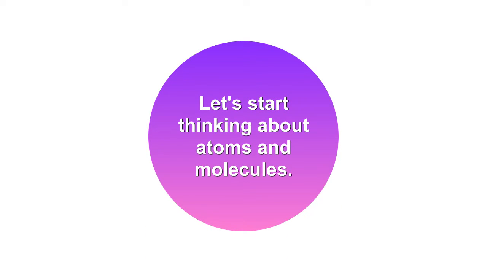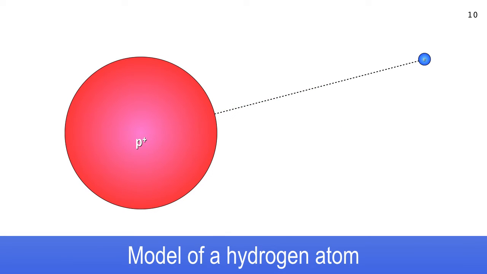All right, as I said, let's get back to physics, and we're going to start thinking about molecules and atoms today, especially in terms of the electric field, and we're going to justify why the electric field is so important for atoms and molecules. Now, here's a picture of an atom of hydrogen, or a model of the hydrogen atom.